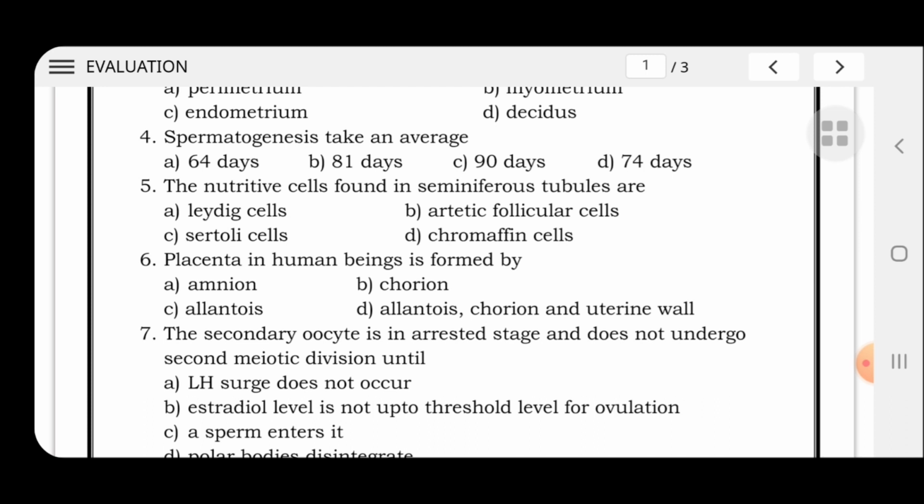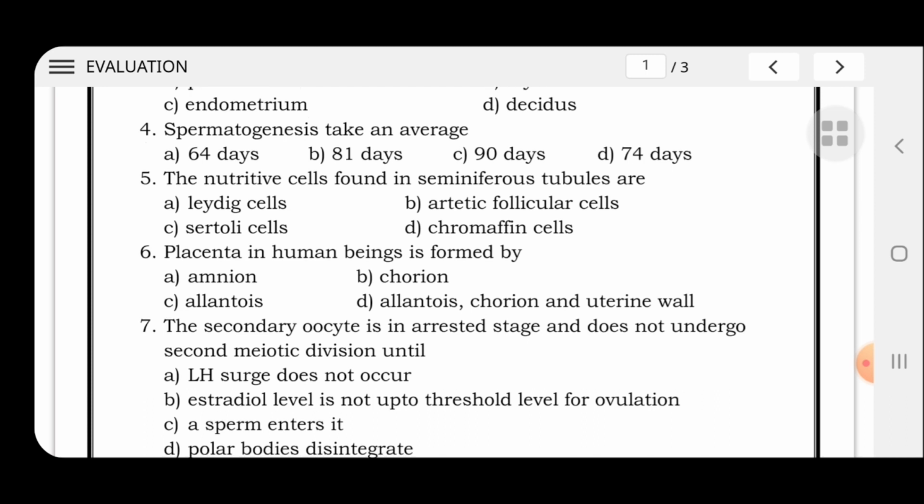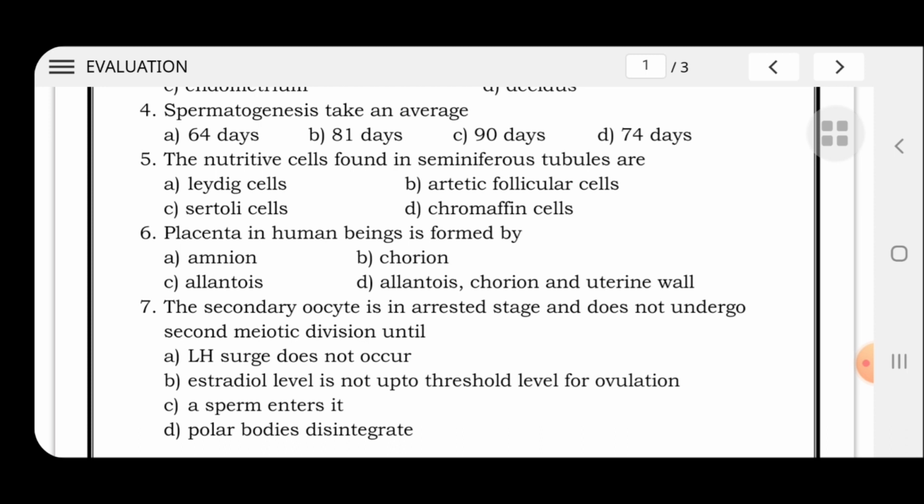The nutritive cells found in the seminiferous tubules are: Leydig cells, Sertoli cells, interstitial cells, chromaffin cells. Chromaffin cells exist in the adrenal gland. There are 2 cells that exist in the seminiferous tubules: Leydig cells and Sertoli cells. The Leydig cells secrete the hormone, as I already told, testosterone. The Sertoli cells are the cells which bring nutrition to the developing spermatozoa. So here the correct answer is Sertoli cell.